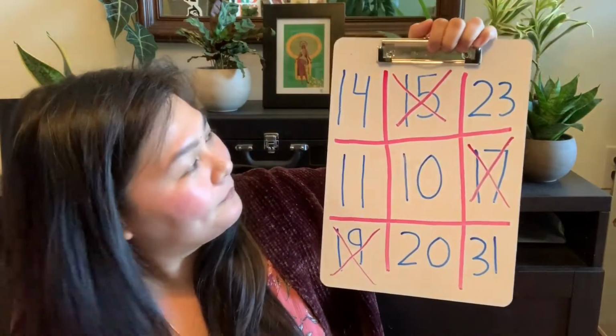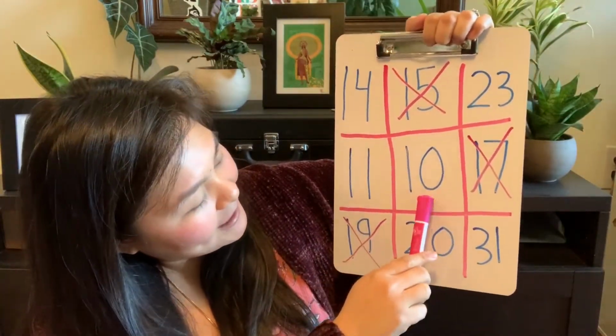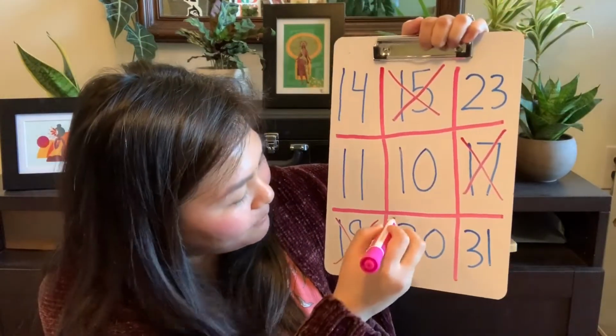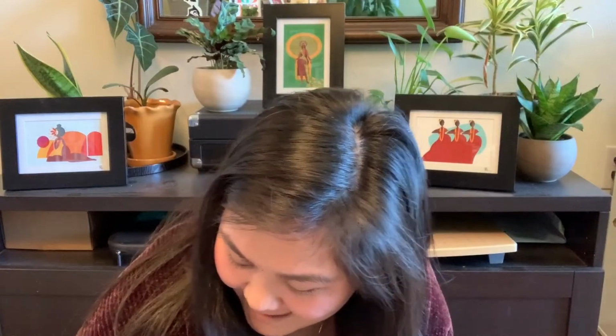So now we're gonna find the numeral 20 on your game board. 14, 23, 11, 10, 20. I found 20 for me. I'm gonna cross it out. Great. Let's keep going.